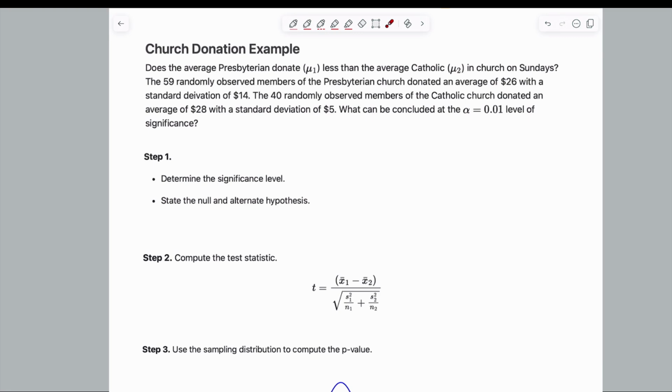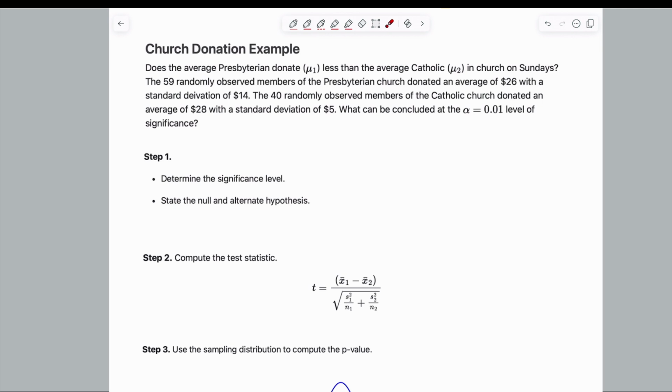Does the average Presbyterian donate less than the average Catholic in church on Sundays? The 59 randomly observed members of the Presbyterian Church donated an average of $26 with a standard deviation of $14. The 40 randomly observed members of the Catholic Church donated an average of $28 with a standard deviation of $5. What can be concluded at the alpha equal to 0.01 level of significance?